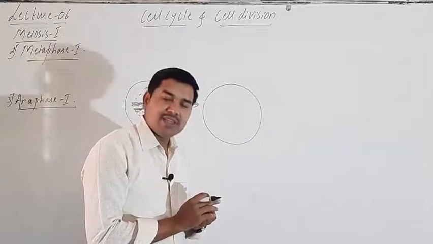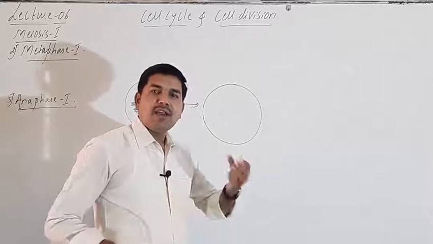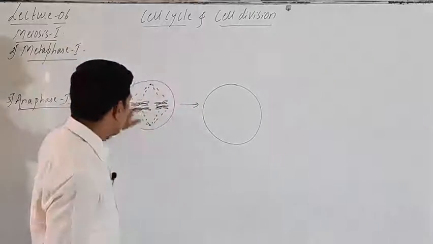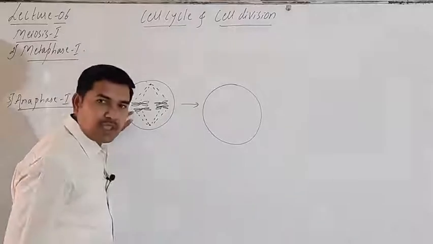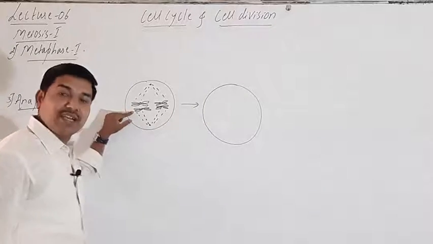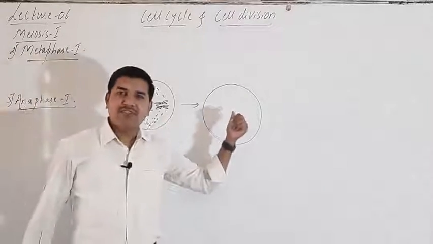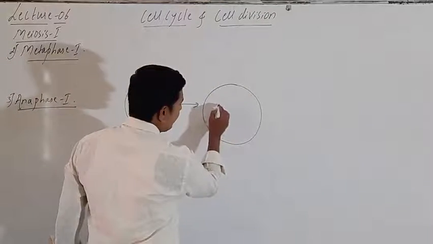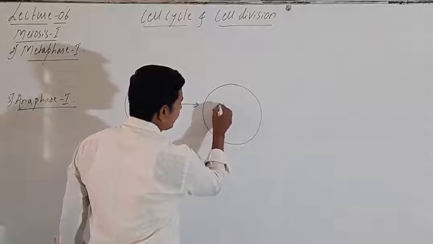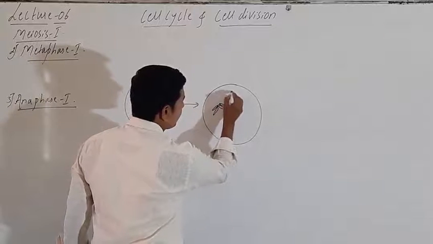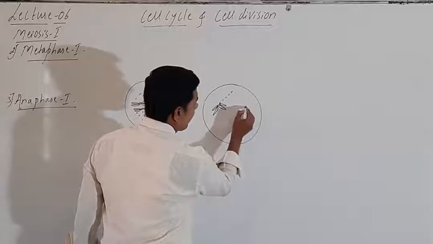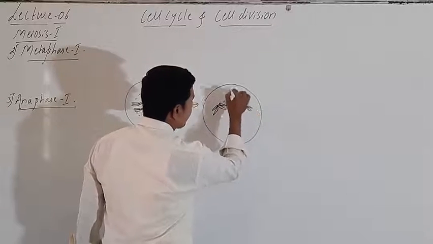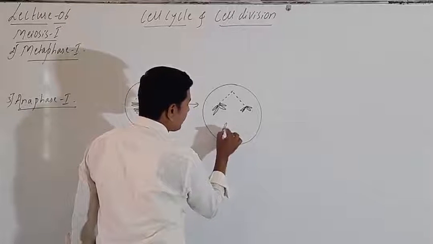Then we call that a dyad. The dyad chromosomes will move. Here it was a tetrad because there are 4 chromatid arms, 1 2 3 4. This is a tetrad condition. Now in the anaphase they become dyad. That means the chromosomes start moving towards the opposite poles.